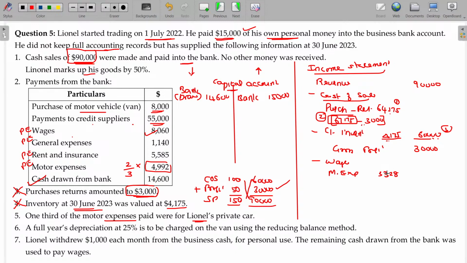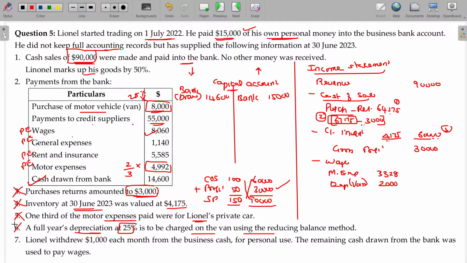So motor expenses: 2/3 on 4,992 is 3,328. And a full year's depreciation at 25% is to be charged on the van using the reducing balance method. So depreciation on van: we have to calculate a full year's depreciation on 8,000 rupees, directly finding 25%. This is the first year, so reducing balance and straight line depreciation will be the same. 25% on this is 2,000 depreciation on van.